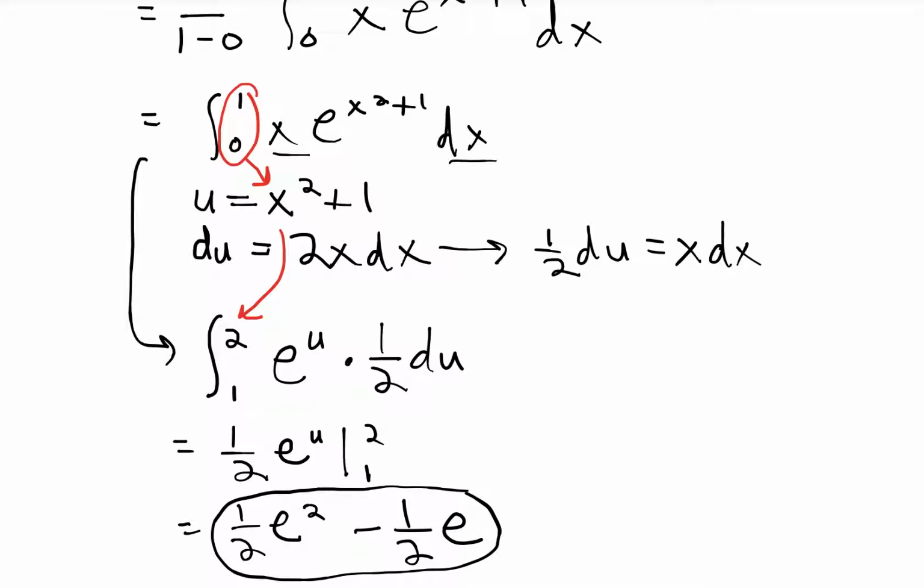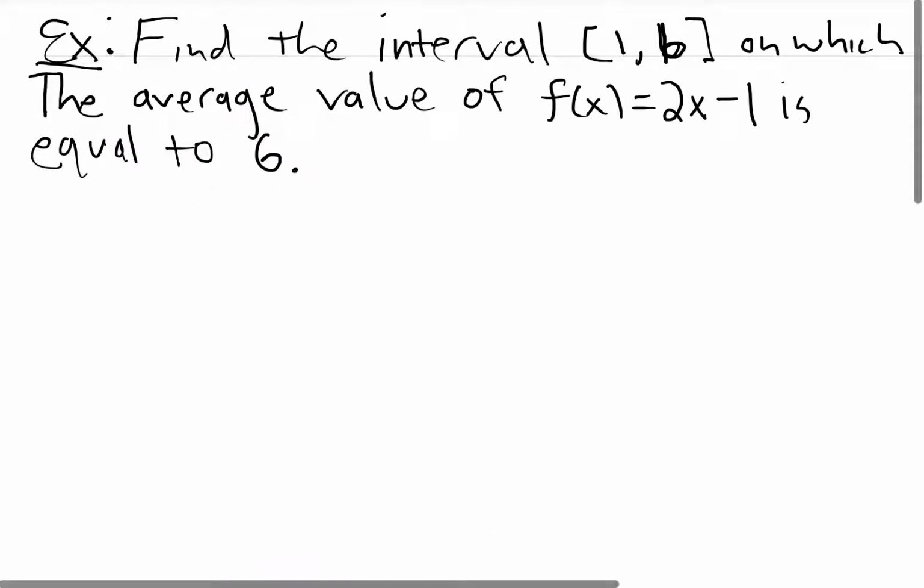I'm going to try one more example here to show you guys a tricky case. Let me see if I can make this a little bit more legible. Let's see if we can find the interval from 1 to b. Okay, this is meant to be a b. This is not me having a crappy 6 up here, but find the interval from 1 to b on which the average value of that function is equal to 6.